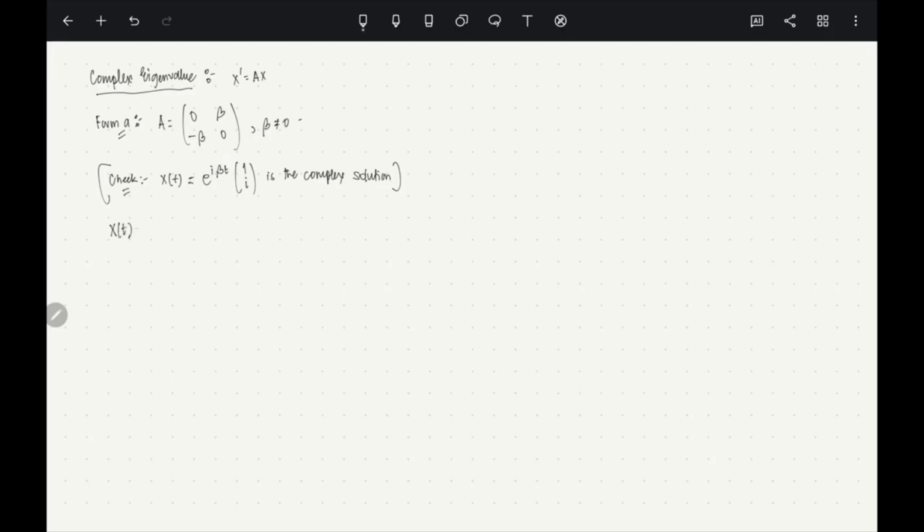x of t is c1 times x1 of t, which is, let me write it, cosine beta t, minus sine beta t, plus c2 times sine beta t and cosine beta t. Okay, that's your x of t.